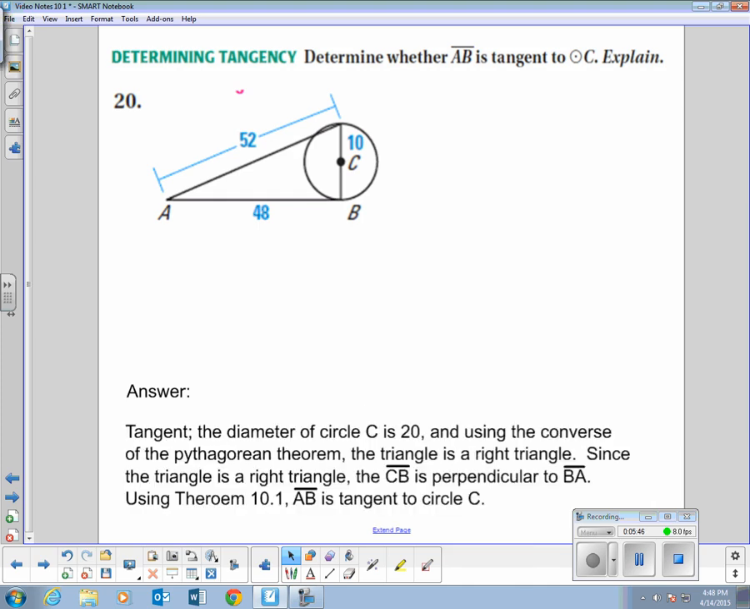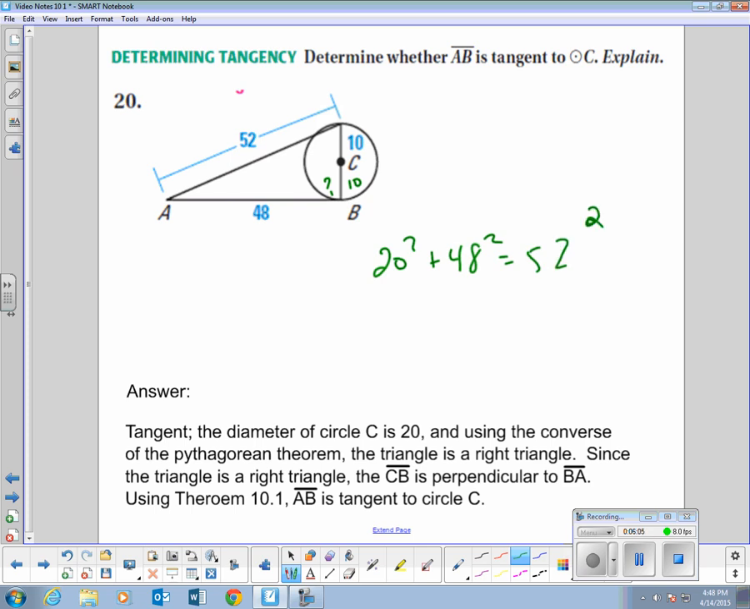And so, yes, it is a tangent. The diameter of the circle is 20, and using the converse of the Pythagorean theorem, we know that that's 10 and this is 10, so we're looking to see if that's a right angle: 20 squared plus 48 squared equals 52 squared.